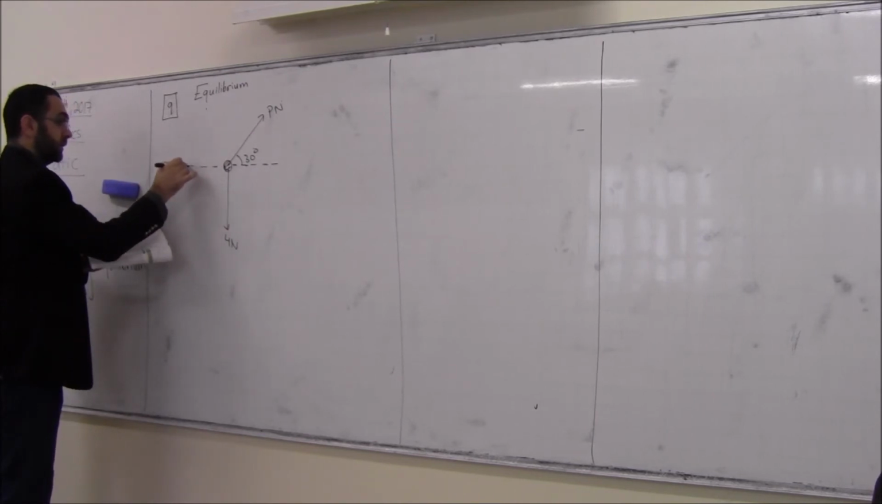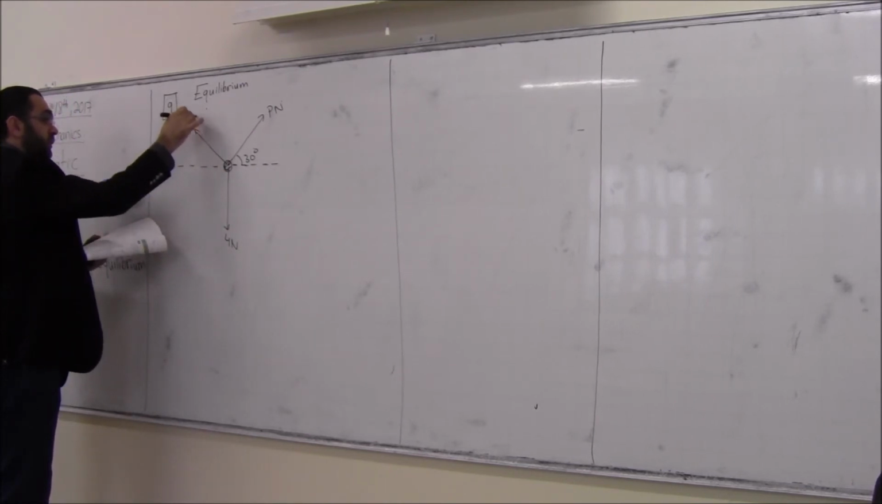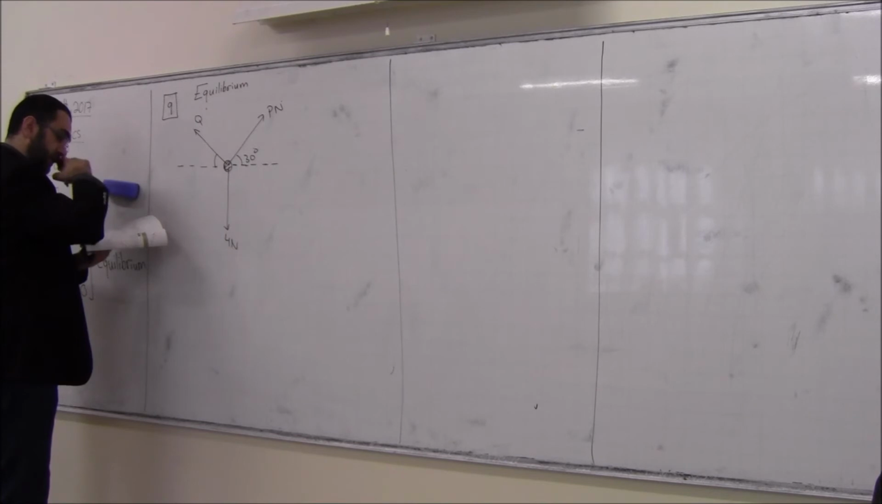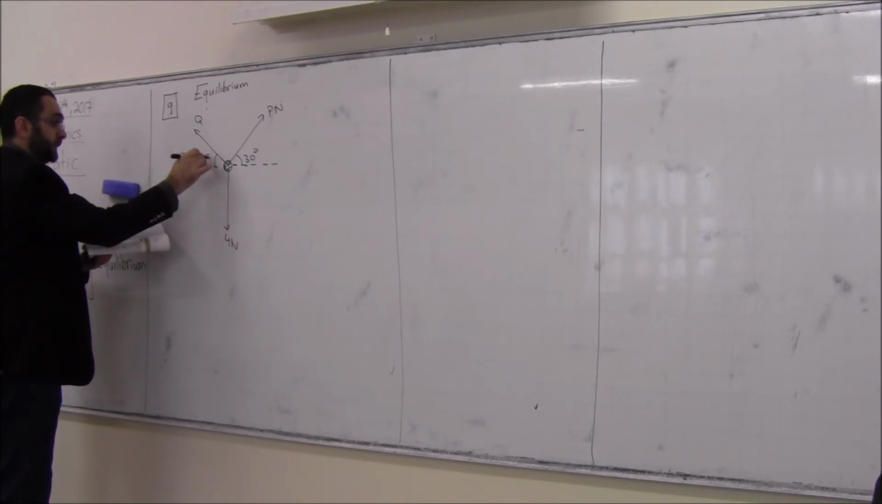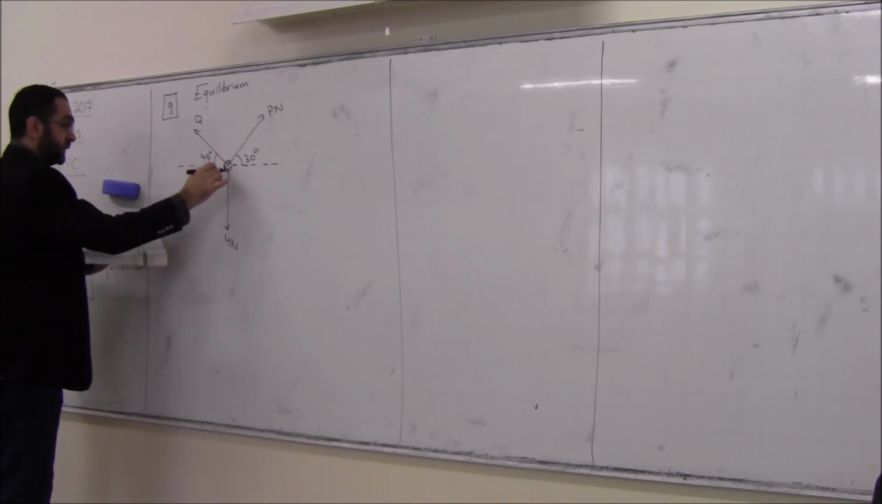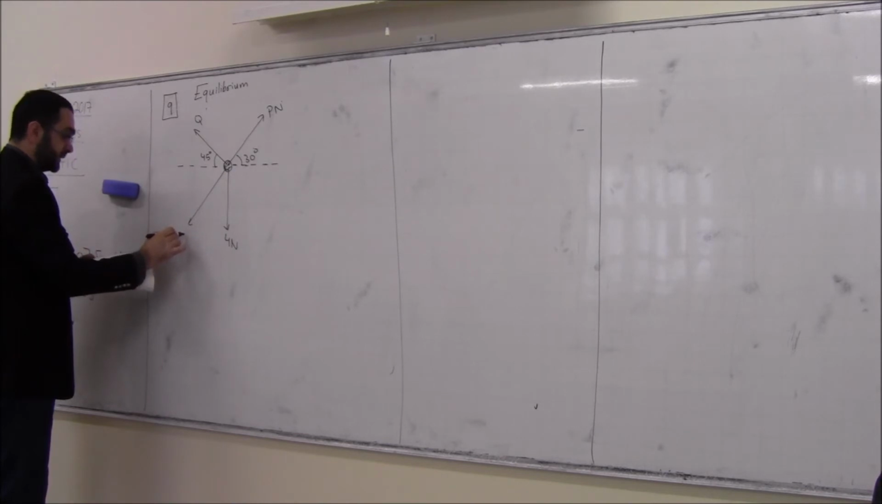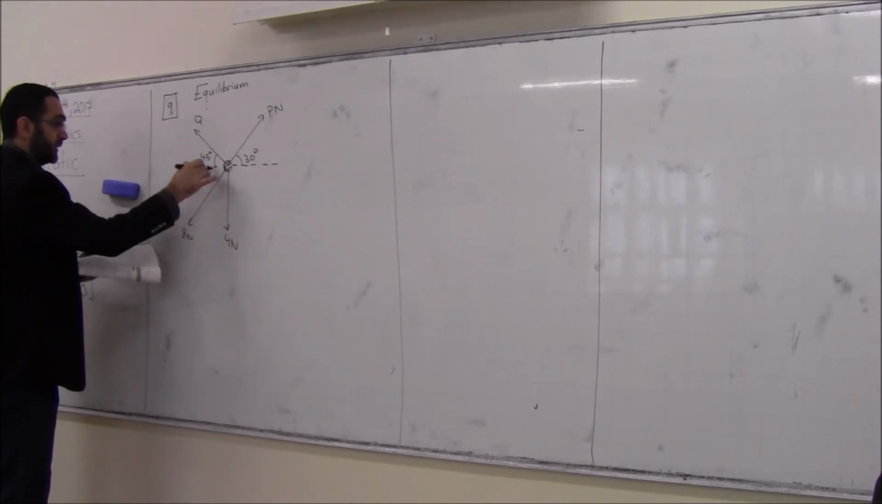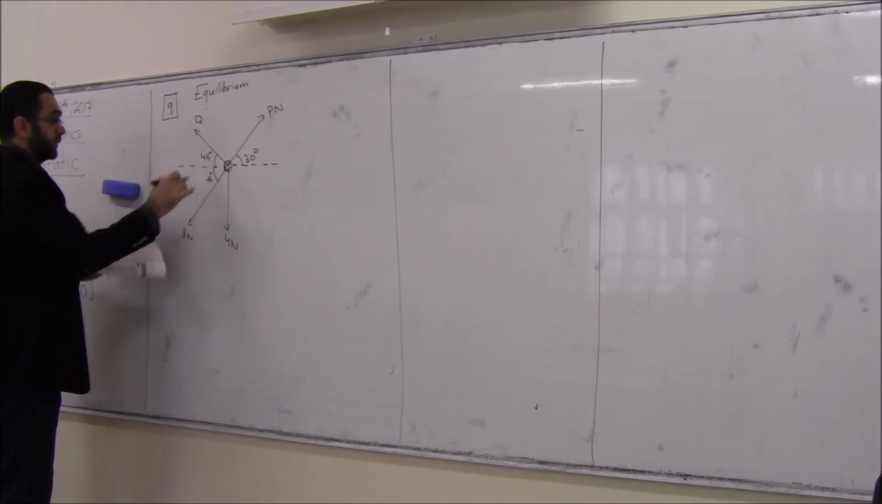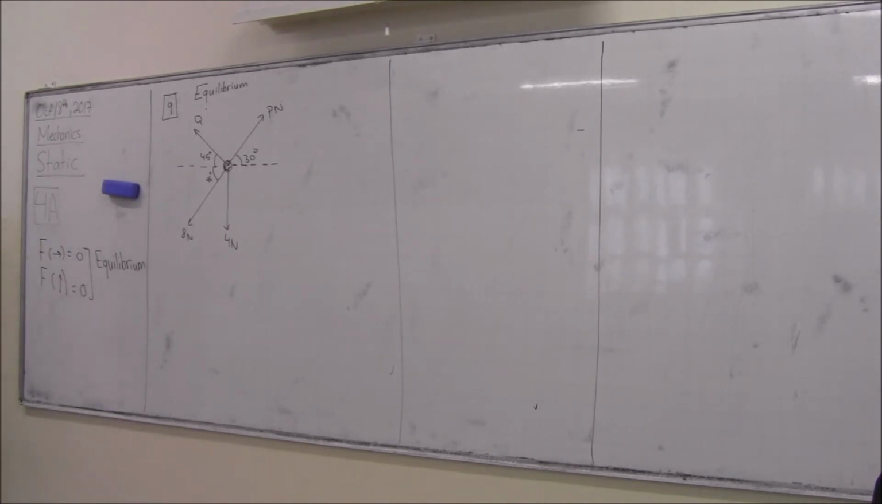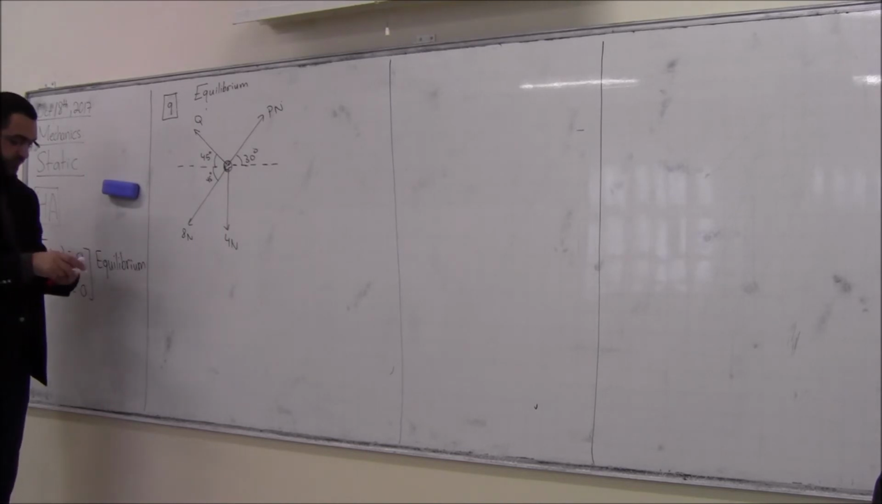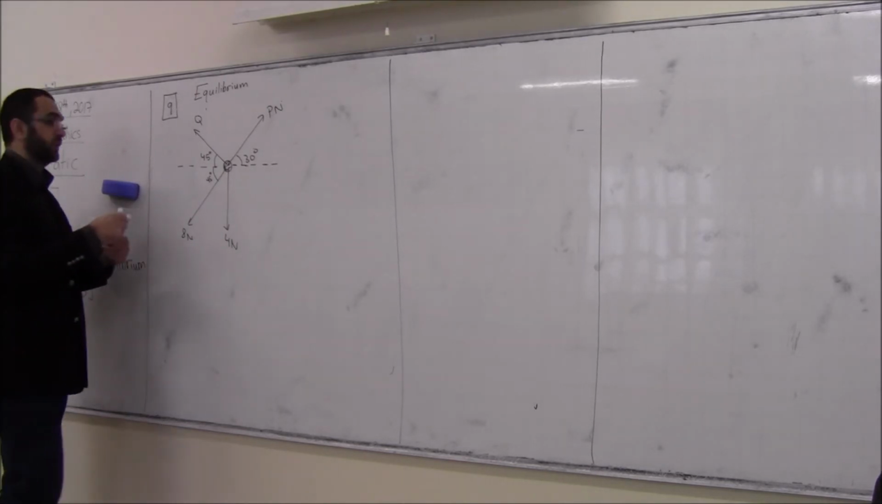We have another force here, Q, at 45 degrees. And here we have 8 Newton, similarly at 45 degrees with the horizontal. We have to find P and Q. The first step is to resolve these forces into components.